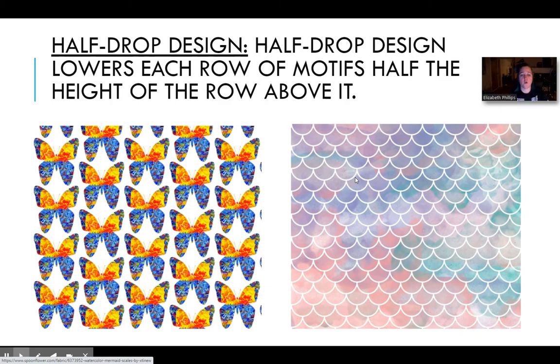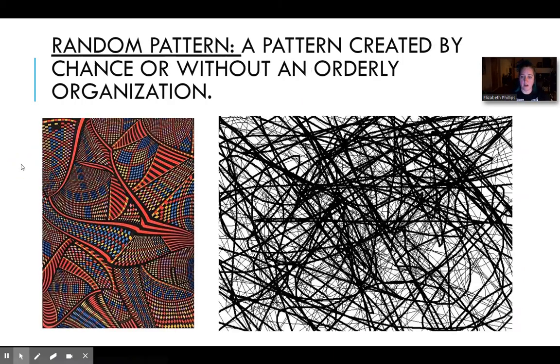Half drop design lowers each row of its motif half the height of the row above it. It goes halfway down and then repeats. But it's always the length halfway down of the original pattern. Same thing with the mermaid's tail.